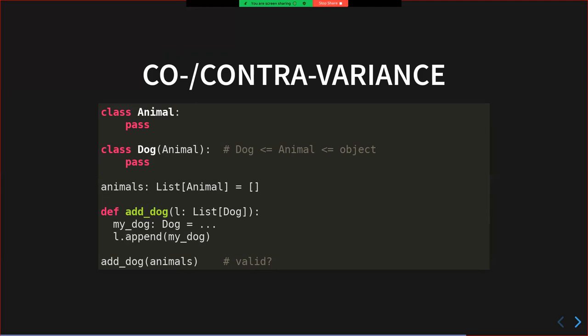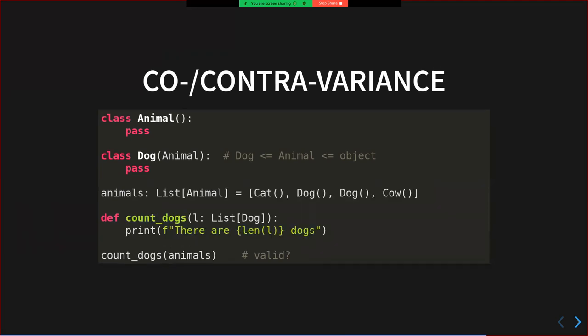And in this case, yes, it is. It's absolutely fine. What's going to happen is that animals is going to have a dog added to it. And that's okay, because a dog is a kind of animal. So the list will still be comprised entirely of animals. But here's a different example.